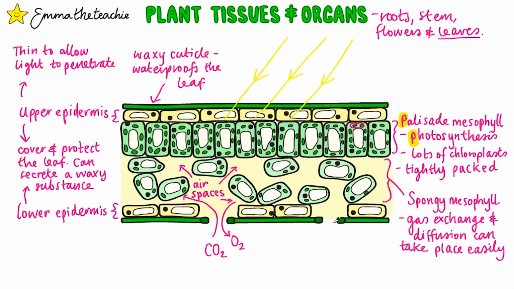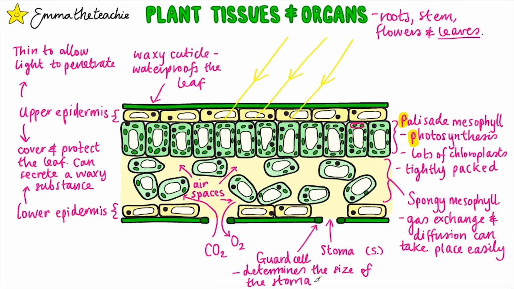On the underside of the leaf, or the bottom of the leaf, we've got tiny little pores called stomata. Stoma is a singular for just one of these little holes. The size of this hole is determined by guard cells that are found on either side of the stoma. These are important for controlling water loss, which you'll learn more about in the next video.